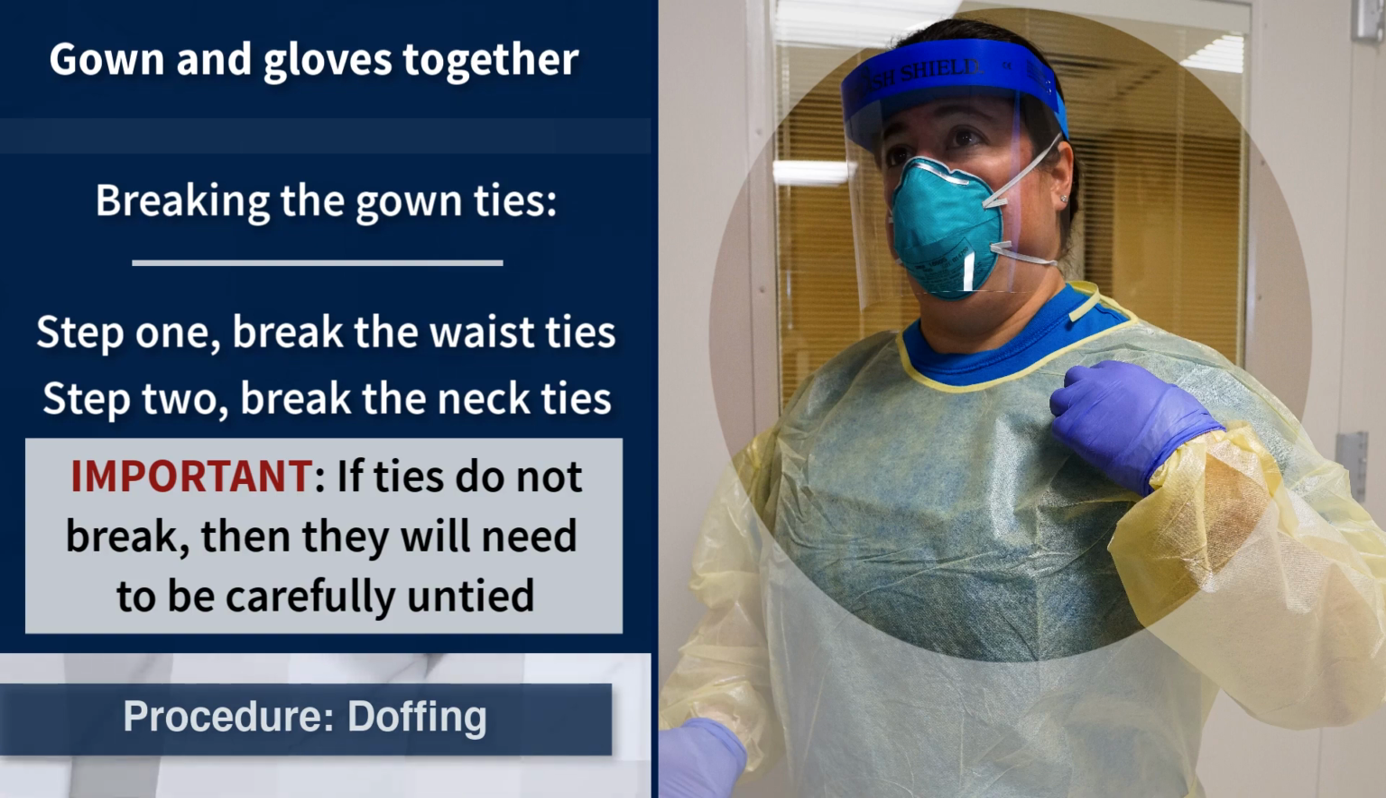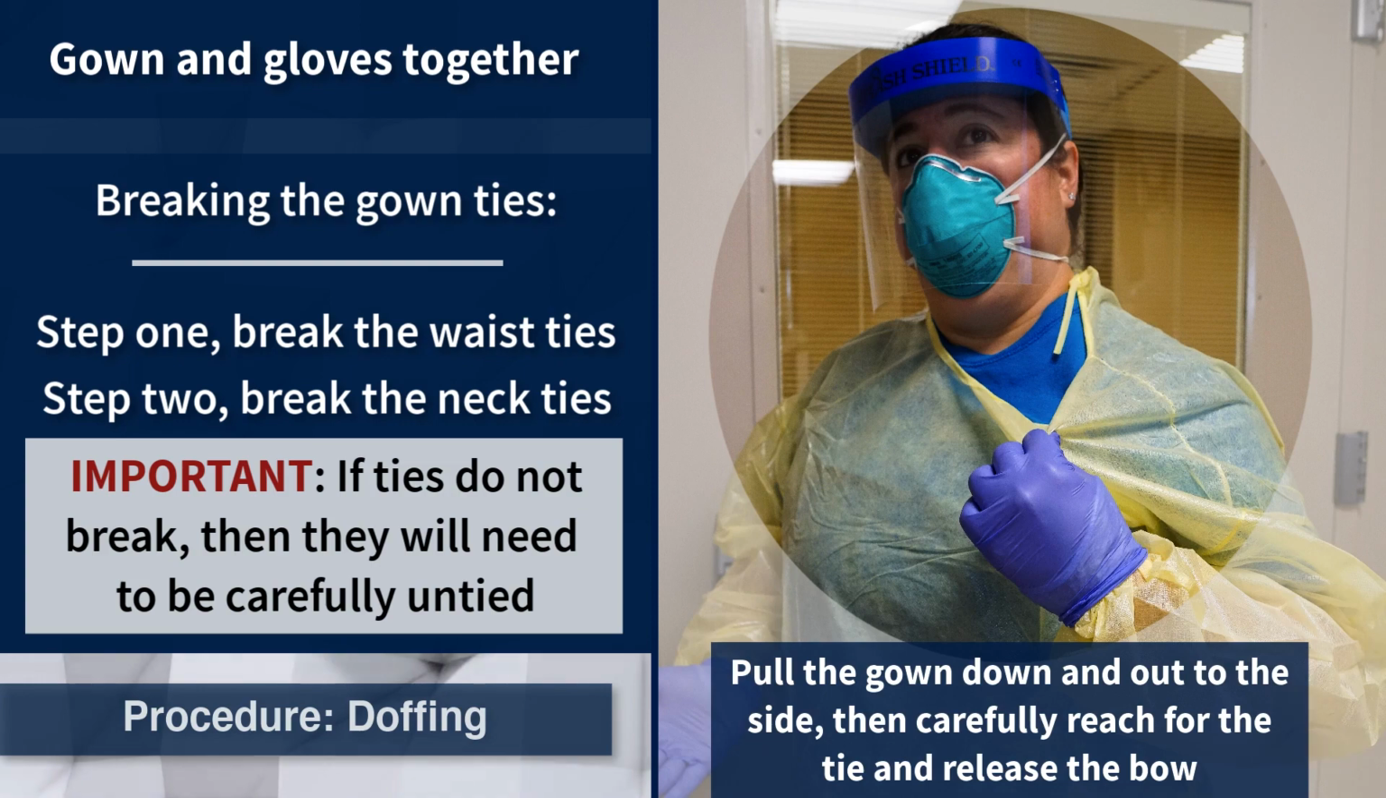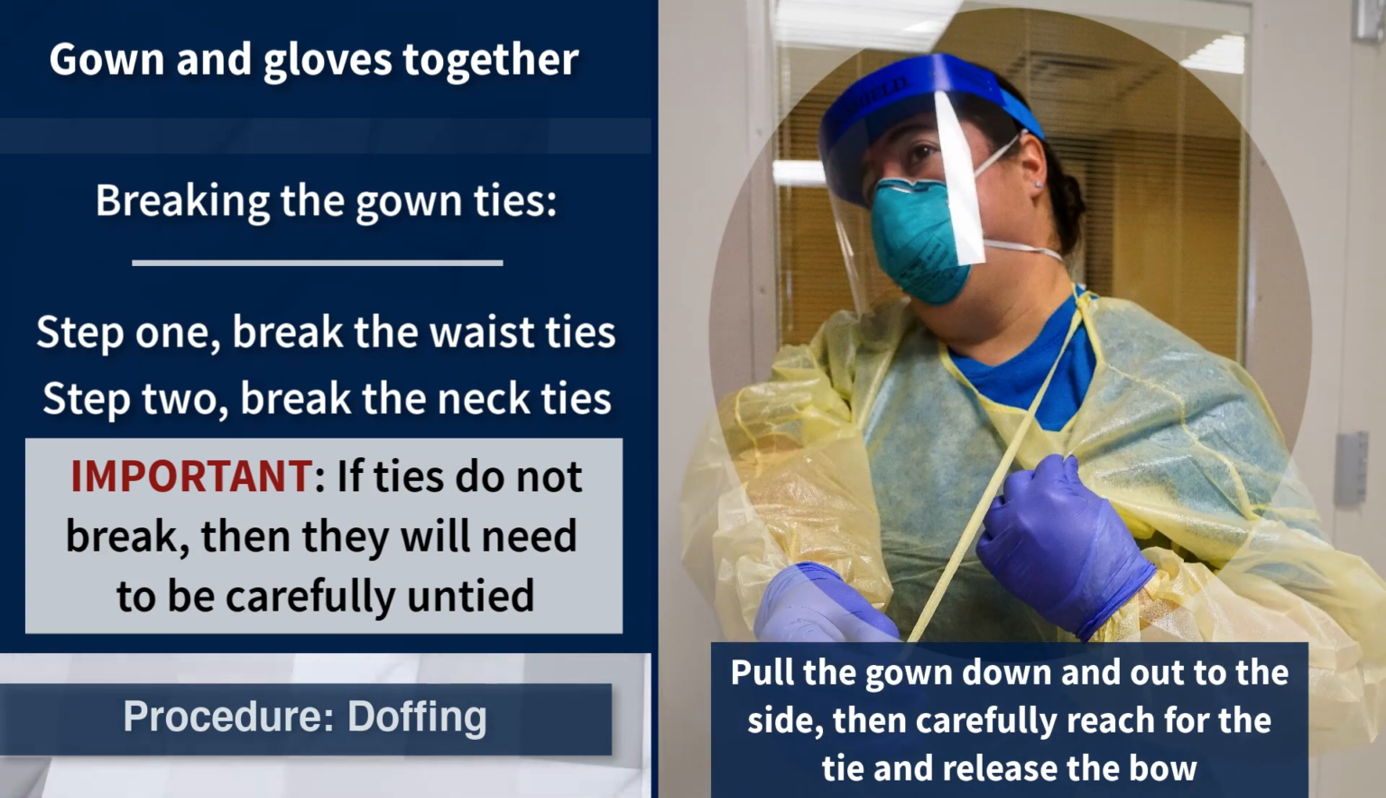If the gown does not tear away or the ties do not break, the healthcare worker will need to safely untie the neck and back ties, ensuring they do not touch their clothing, skin, or hair with the gown sleeves. This can be achieved by reaching behind the head to undo the tie or by pulling the gown forward and to the side away from the face to bring the tie into reach.